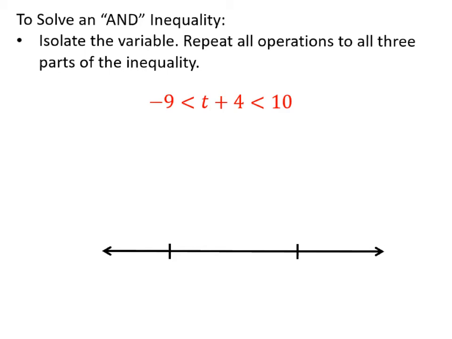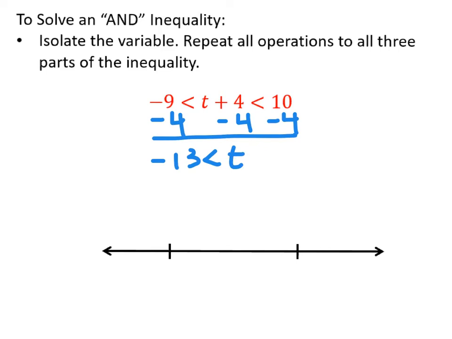So for this example, if we want to get t by itself, I would have to subtract 4. Now, since I'm subtracting 4 from the center, I'm going to subtract 4 from every part. So I'll get negative 9 minus 4 becomes negative 13. Carry my inequality symbol. This becomes just t, and carry the inequality, and then I get 10 minus 4 gives us 6. Now this gives us the inequality we're going to graph. So we're going to have an open circle at negative 13, an open circle at 6, and I'm shading in between.